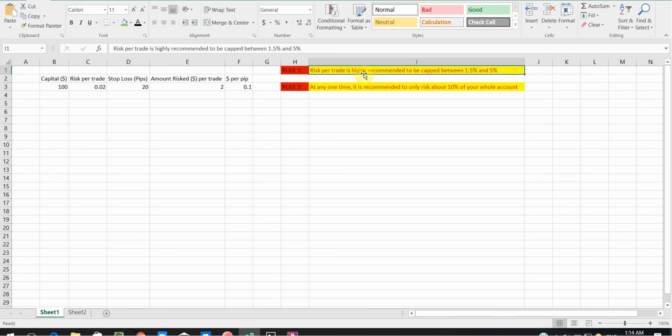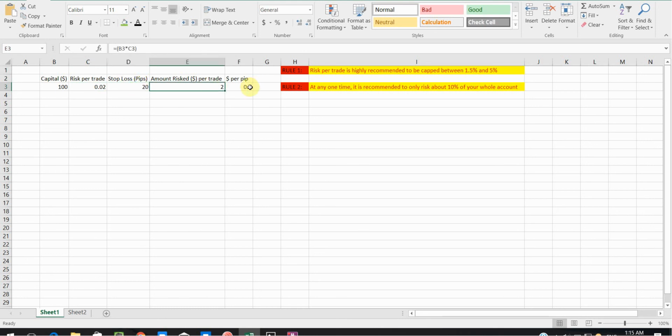The risk per trade is highly recommended to be kept between 1.5 and 5%, especially if you are a newbie or you haven't been winning consistently. This is very important. So 1.5 is like the lower cap, and 5% is like the higher cap, depending on your risk appetite. For this we are using 2%, and stop loss we are using 20 pips.